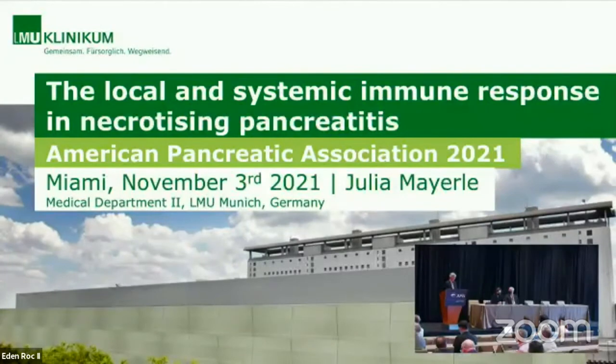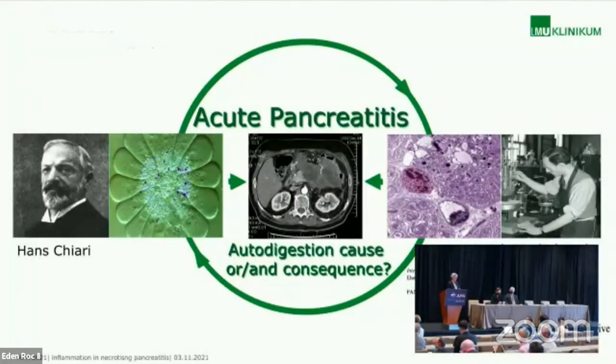So the topic which the organizers gave me today is the local and systemic immune response in necrotizing pancreatitis. This is just to remind you, and I'm very aware that I'm carrying coals to Newcastle, or rather, owls to Athens. So pancreatitis starts in the acinar cells, and the damage to the acinar cells perpetuates an inflammatory response. And this is a self-feeding wheel, and that will ultimately lead to organ failure and death, or can.